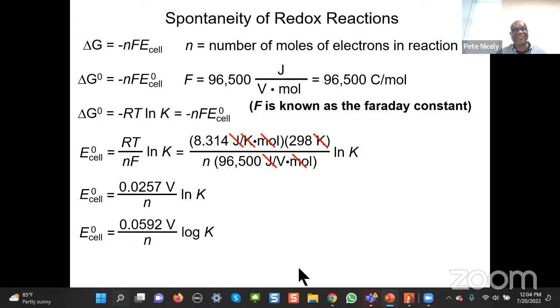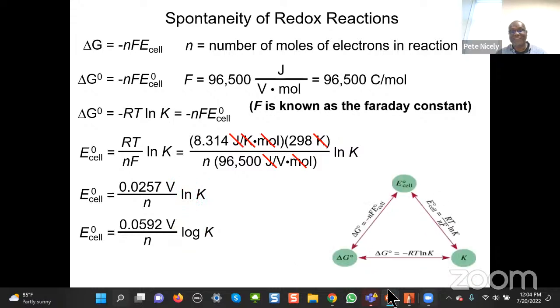So to summarize the relationship between the K, the standard EMF, and delta G, we can use this diagram right here, right? So to get from delta G to K or K to delta G, you can use this equation right here. To get from delta G to the standard EMF or vice versa, this is the equation you would use. And finally, if you want to get from the standard EMF reduction potential to K, you can use this equation here or vice versa, all right? So it all depends on the kind of question, what you're given, and what the question is asking for.